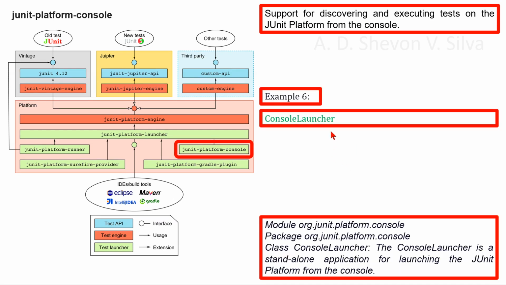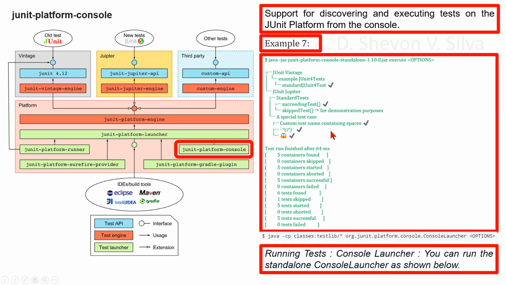Now we are considering the class ConsoleLauncher in package org.junit.platform.console in module org.junit.platform.console. The console launcher is a standalone application for launching the JUnit platform from the console. Here we are considering the console launcher in running tests. You can run the standalone console launcher as shown here. The console launcher is a command line Java application that lets you launch the JUnit platform from the console.